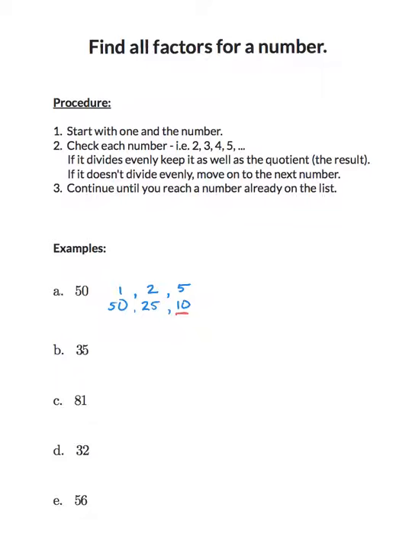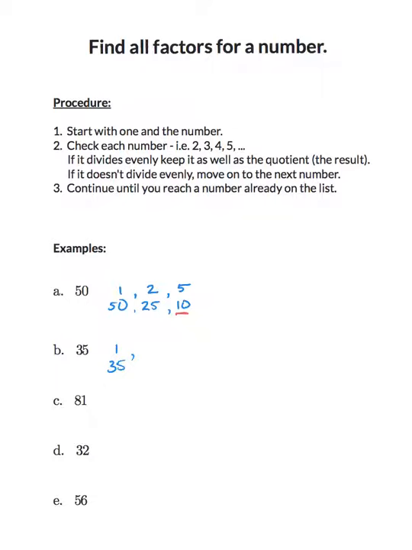Let's look at the next example, 35. 35, we have 1 and the number. Is it divisible by 2? It's not an even number, so it will not be divisible by 2. It's not divisible by 3. If you add the digits, you get 3 plus 5 is 8. Since 8 is not divisible by 3, 35 is not divisible by 3.